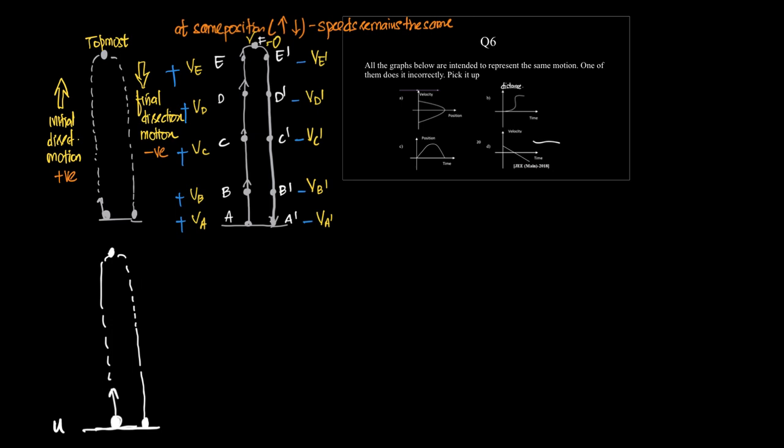So let us say the object was projected with velocity 10 meter per second. So I must write here plus 10. See, as the object is thrown upwards, the speed will definitely reduce, right?